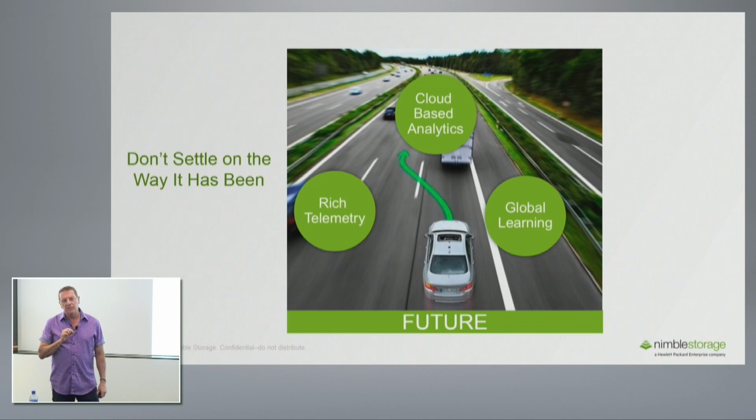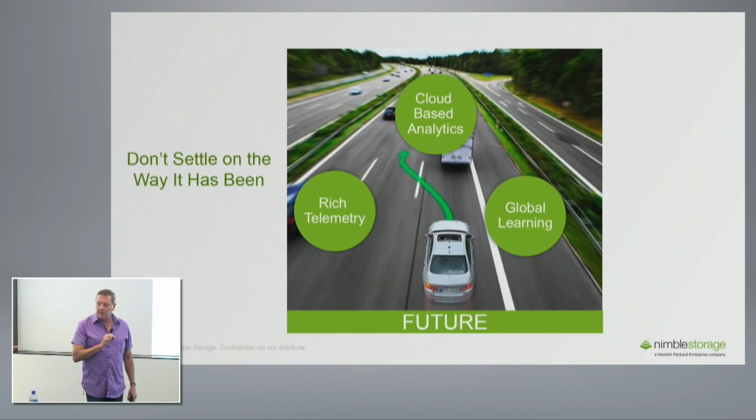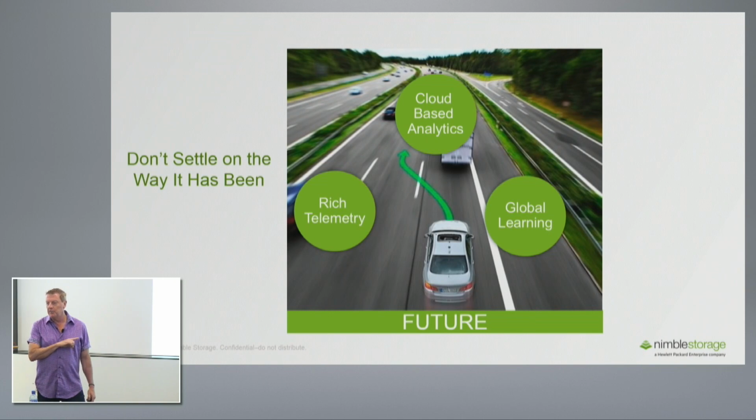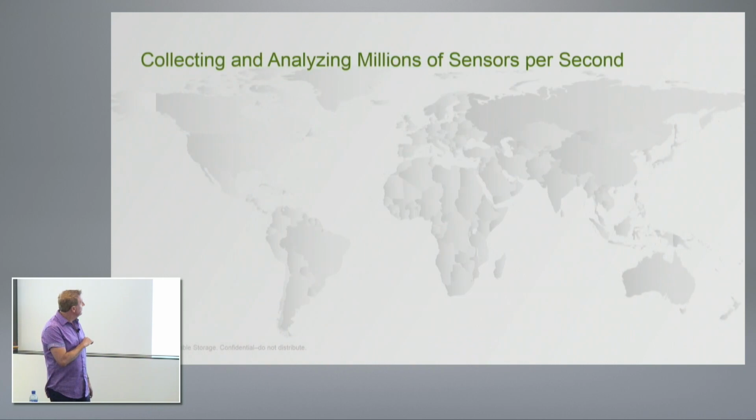Now the problem here is that if all you got to learn from in that model is how you were driving, and the only thing that ever taught your car how to drive was your driving ability, it would never be any better than you are. It would never know all of the different circumstances that occur over hundreds of thousands of cars and millions of miles of driving. And that's why it's important in that kind of scenario to have global learning. So, if you can do it for the transportation industry, why can't you do it for infrastructure? And that's what we're attempting to do at Nimble with InfoSight.